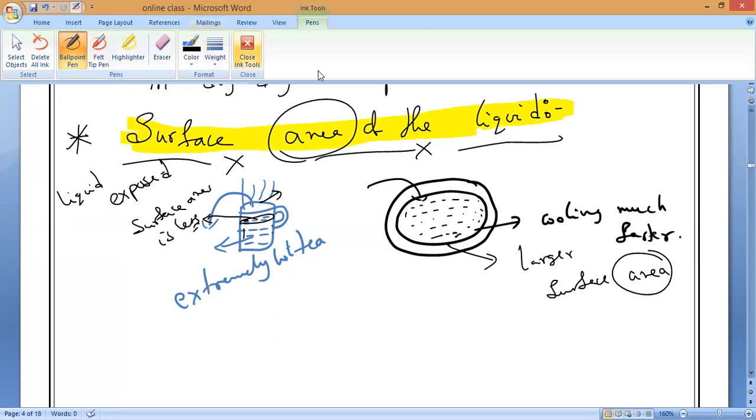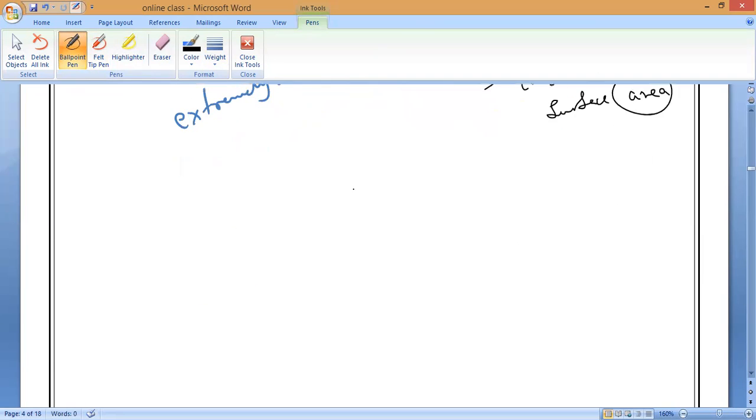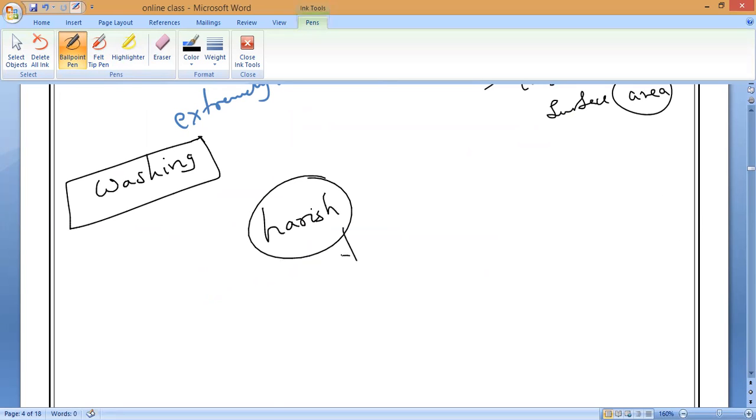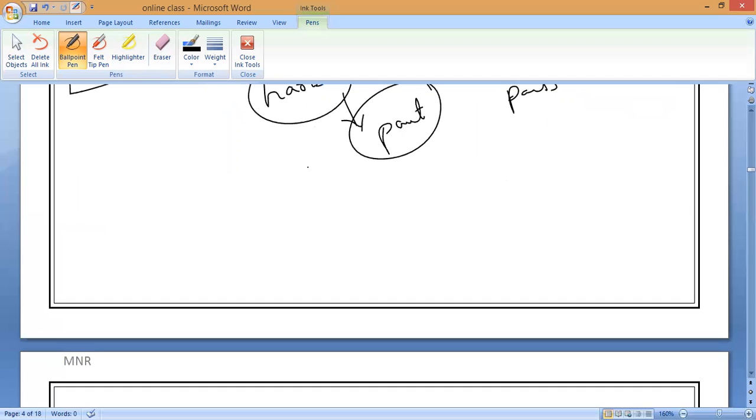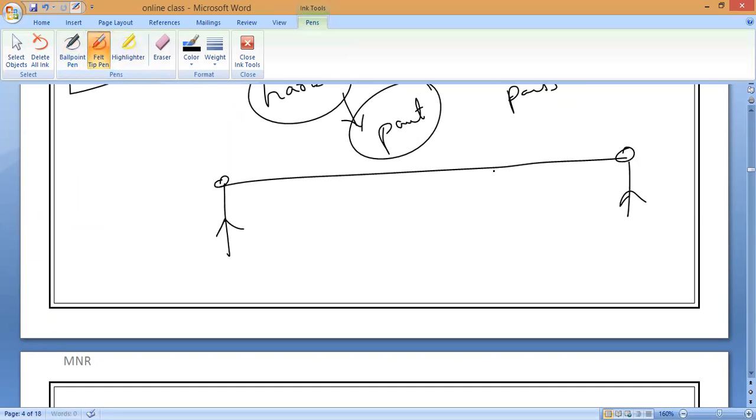Now, sir, can you prove it with any other example? Let me prove it with another example, washing clothes. For example, let me take Harish. Harish, you wash your pant. And let me take Reddy. Reddy also washes one of his pants. Now I tell both of them to keep them for drying. Between two poles I have tied a rope, and I asked Harish to keep it for drying. Reddy does the same.